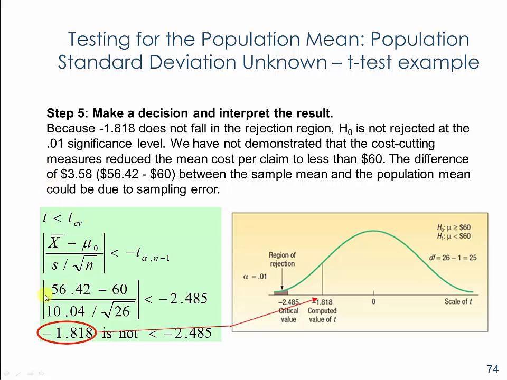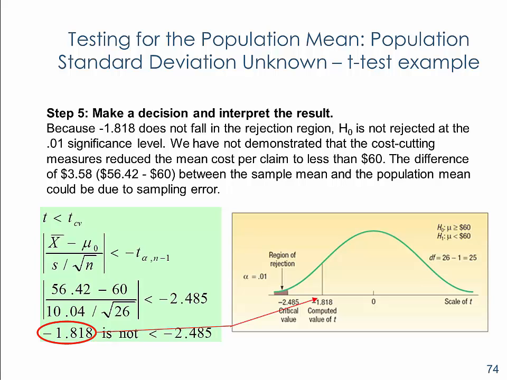And so we have negative 1.818, which is not less than negative 2.485. It's over here. It's in the do not reject area. And so then we interpret it, and we say because negative 1.818 does not fall in the rejection region, the null is not rejected at the 0.01 significance level. We have not demonstrated that the cost-cutting measures reduce the mean cost per claim to less than $60.